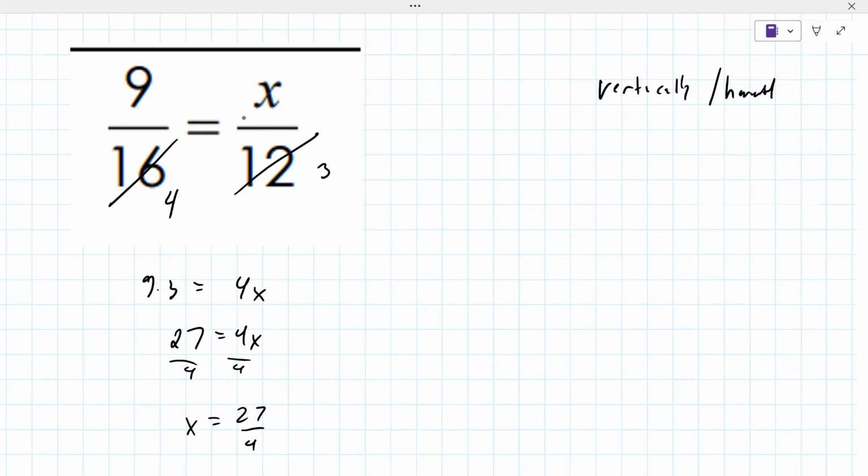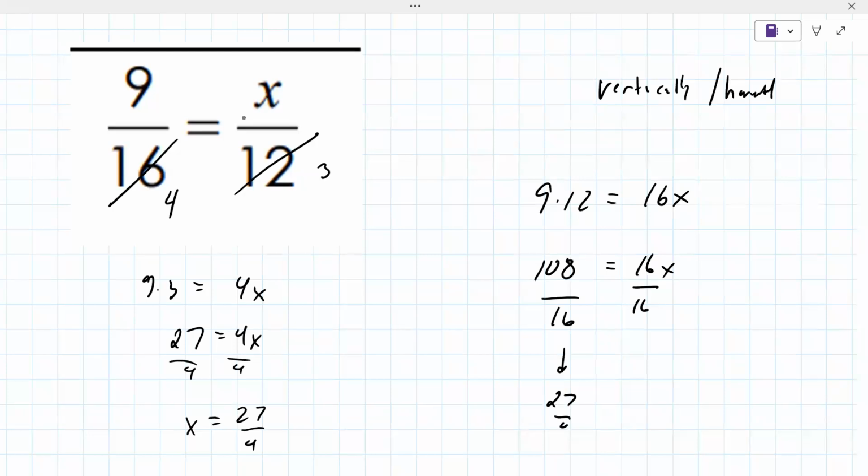Okay. So that's your choice. I'm not going to make you, doesn't matter to me. You can do the 9 times 12, 16 times x. 108 equals 16x, divide by 16, divide by 16. You will still get 27 over 4 equals x.